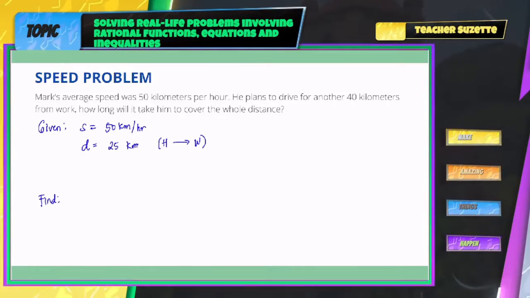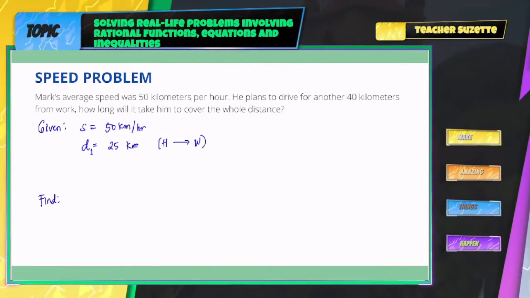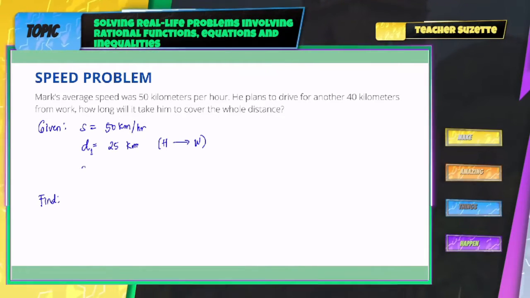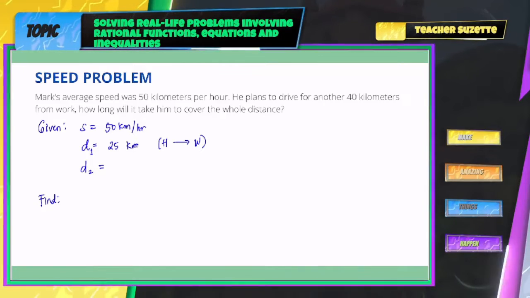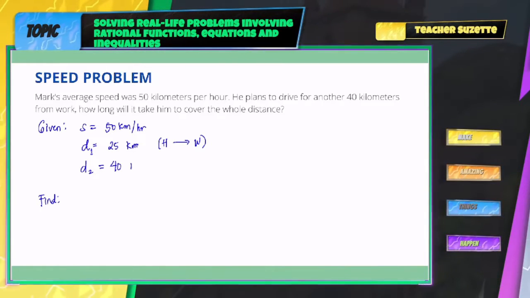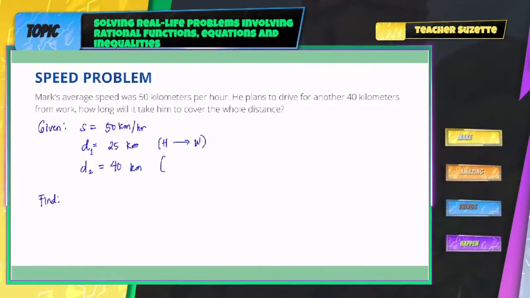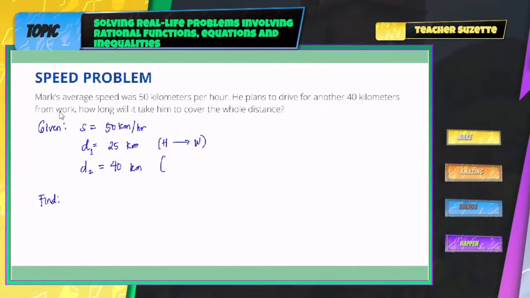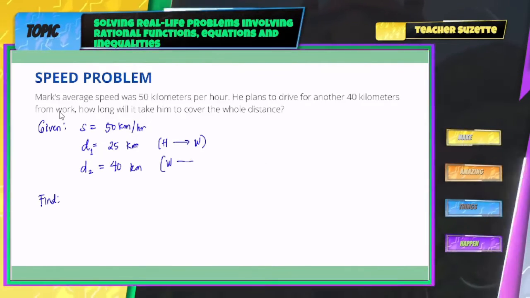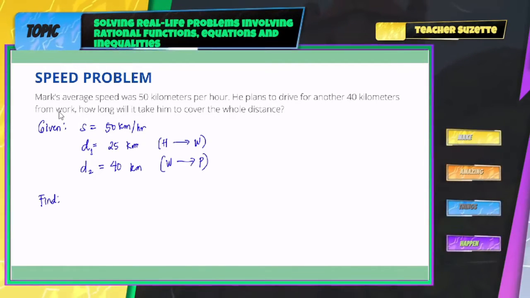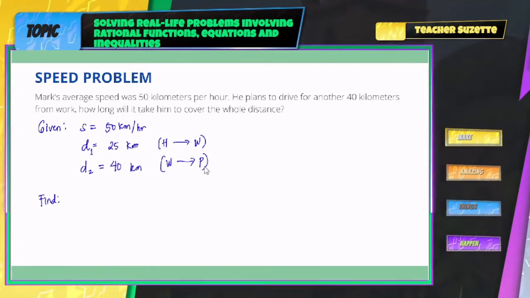Then, so this will be distance sub 1 natin, no? Para emphasize na that is the first distance. Then we have distance or d sub 2, which is equal to 40 kilometers. So this is from his work to another location. So let's say that's P or party or parking or just another location.